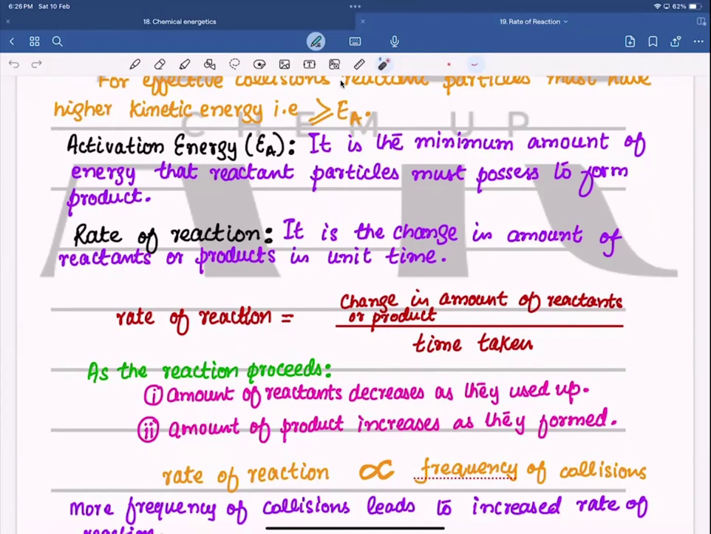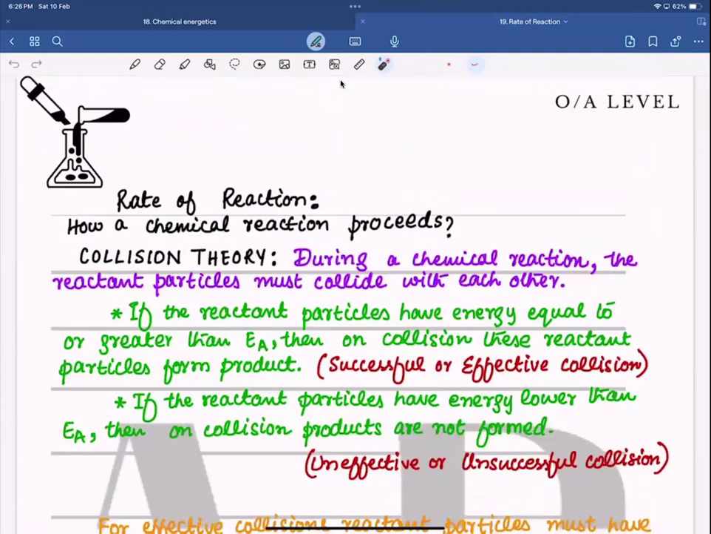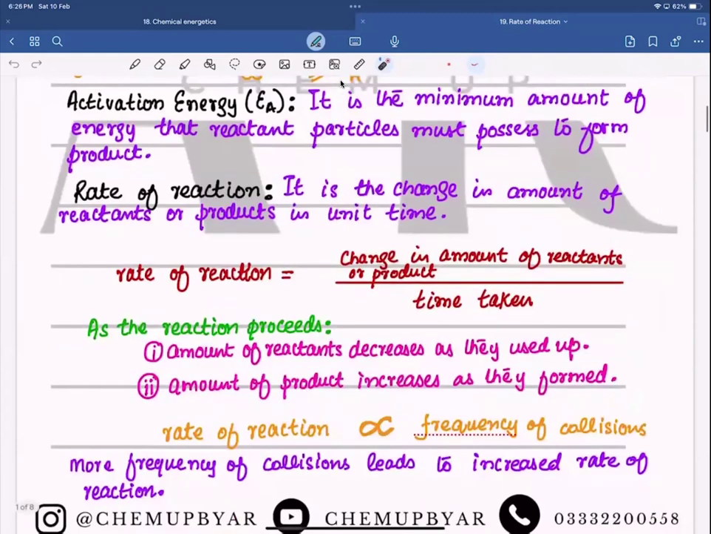Okay. So activation energy we have discussed in the previous class as well. It is the minimum amount of energy that reactant particles must possess to form product. So if the particles have at least this amount of energy or greater than this, then they turn into product. Otherwise not.